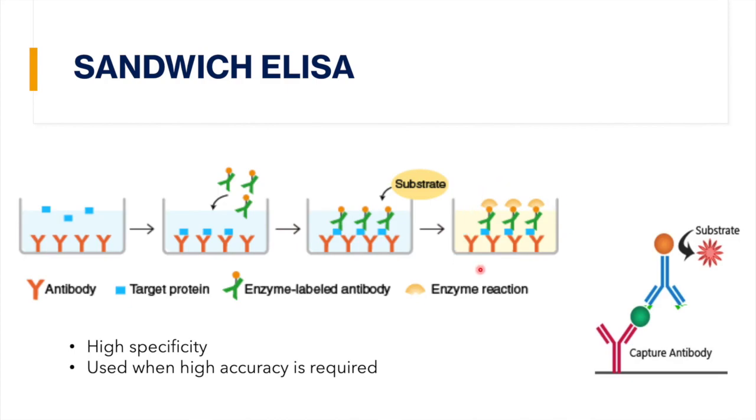Sandwich ELISA is more specific than other forms of ELISA, as it combines two different types of antibodies that both bind to the target antigen. It is used when high accuracy is required.